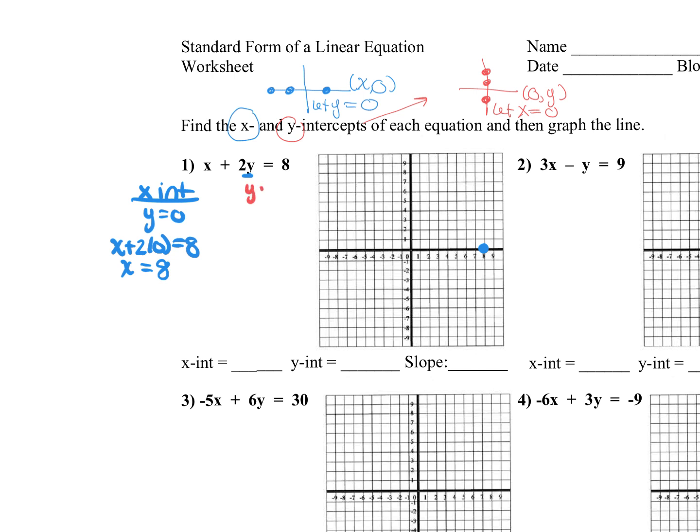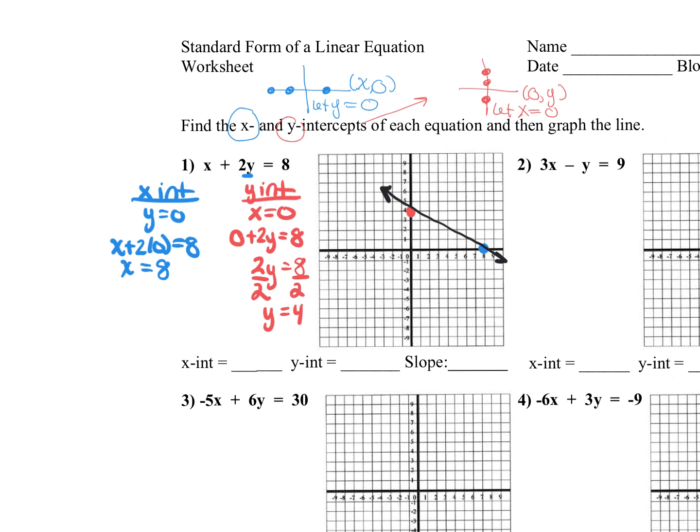To find the y-intercept, x equals 0. So I'm going to have 0 plus 2 times y equals 8. 0 plus anything is the other thing, so I have 2y equals 8. And then to get the y value, I divide by 2 and divide by 2. So y equals 4. So you go to the y-axis and put a dot at 4. And then when you do that, now you can draw the line. Make sure you put arrows on the end.